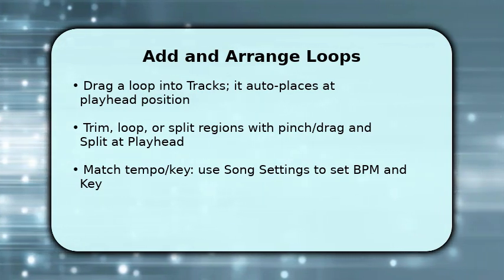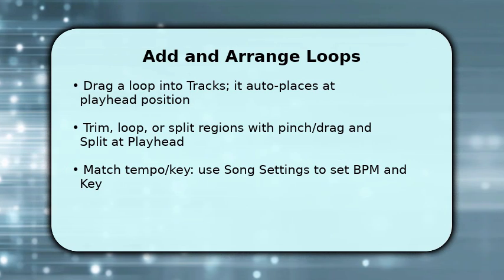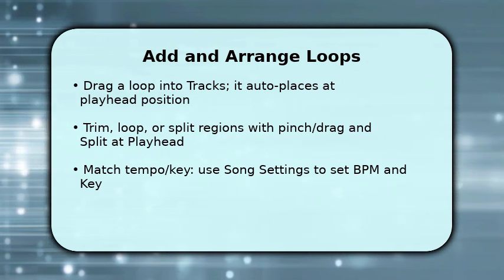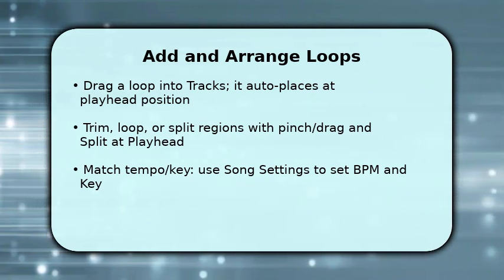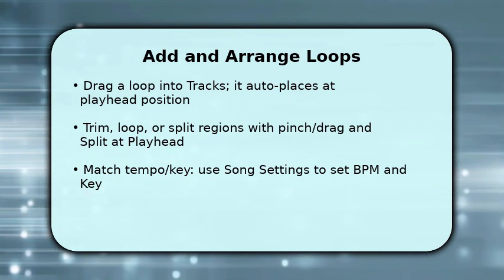Drag any loop from the browser into the track area. Garageband snaps it to the grid. You can pinch to zoom, drag region edges to trim, or long press, and choose split to cut precisely.